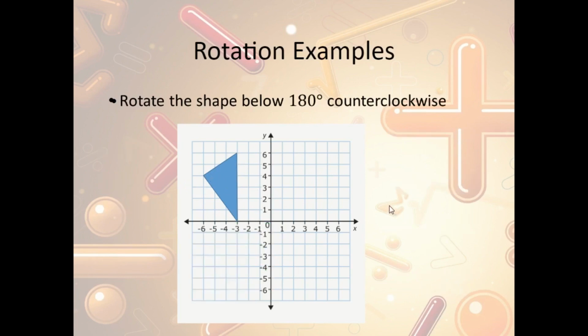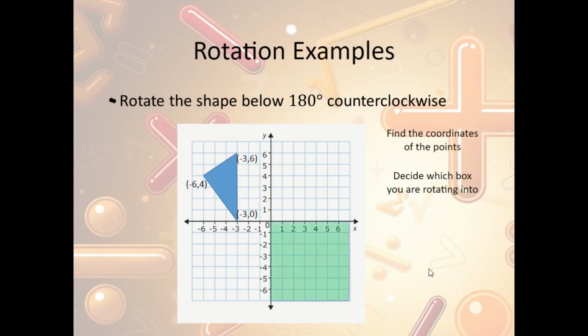Now what about 180 degrees counterclockwise? Well, again, we write out the coordinates. The coordinates are exactly the same as before. So now we decide which box we're rotating into. We're going counterclockwise, and it's 180 degrees, so we're moving 2 boxes this time. So 1, 2. So we're over here.